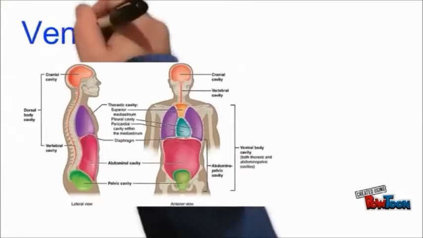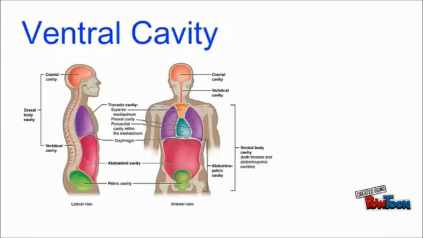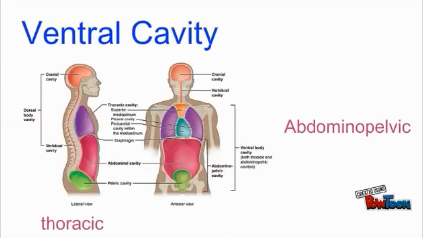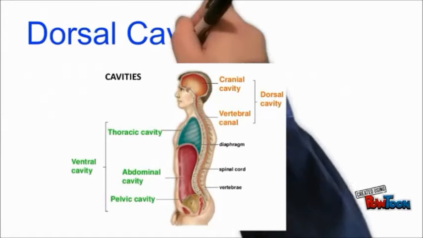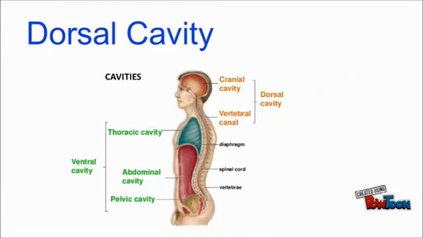The ventral cavity. The ventral cavity houses three main compartments. The first is the thoracic cavity, which houses your chest, heart, and trachea. The second is the pleural cavity, where your lungs are. And finally is the abdominopelvic cavity, which contains your reproductive organs. And the dorsal cavity, which has the axial and appendicular skeleton. And these two parts keep your brain and your spinal cord in place.